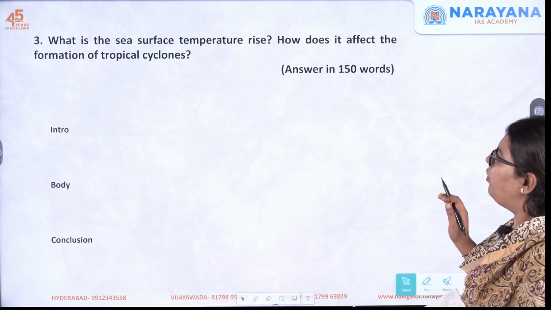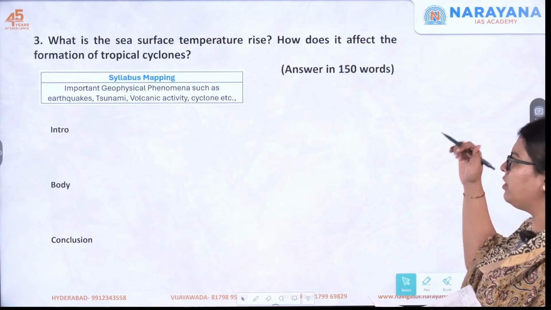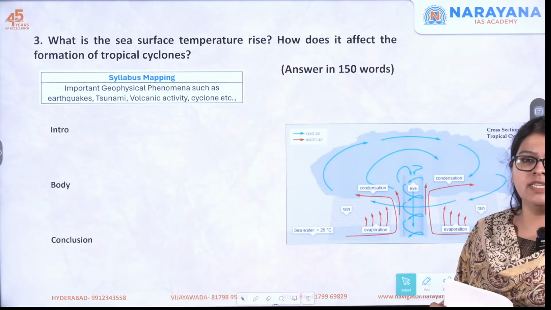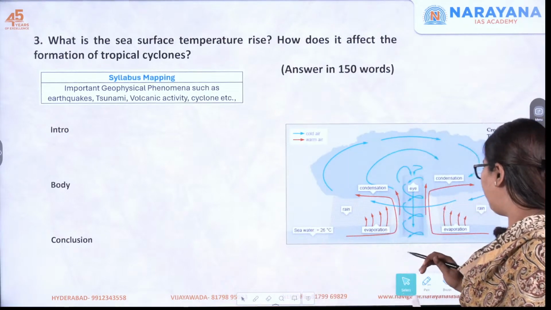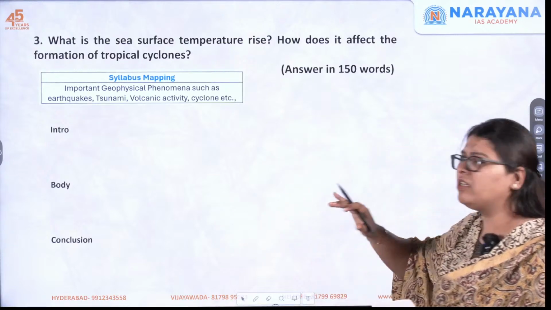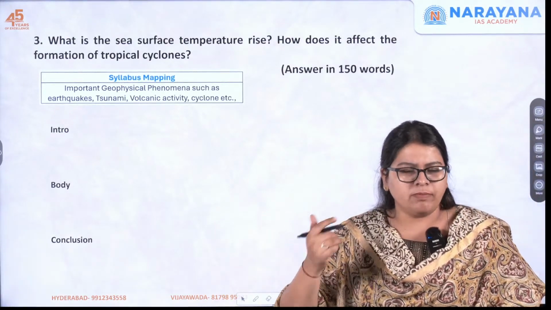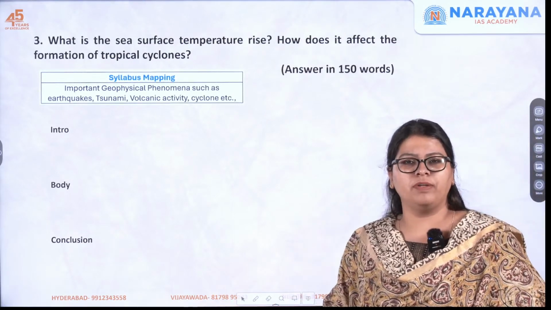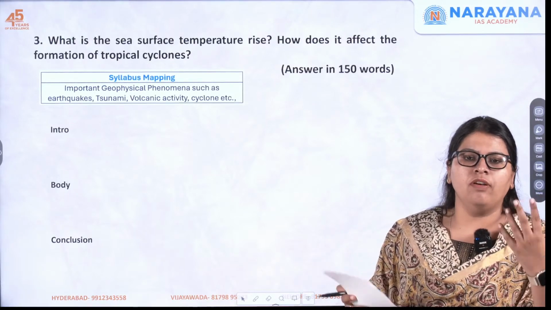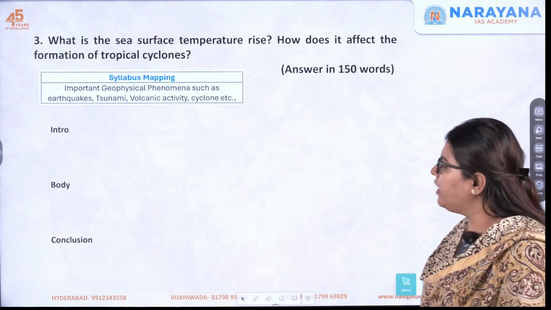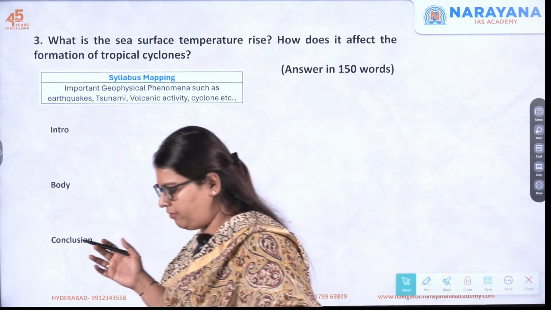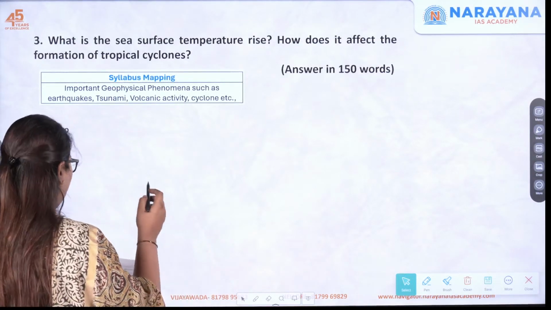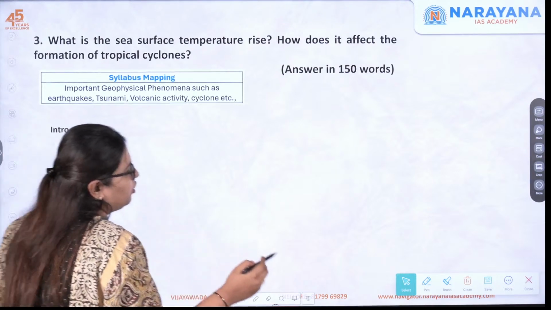So what can be the possible introduction? This topic is from the geophysical phenomena, and here we have to understand the concept of sea surface temperature. Before moving into tropical cyclones, let me tell you the concept of how sea surface temperature affects the formation of tropical cyclones, so that you will know how to form your answer. In the introduction, let it not be a very lengthy definition about sea surface temperature.